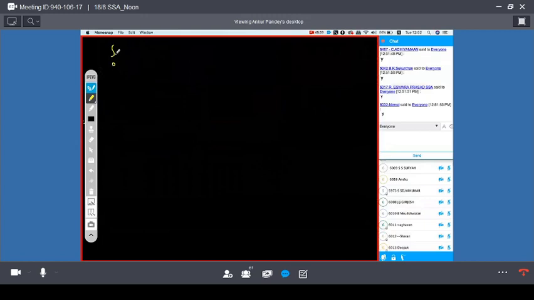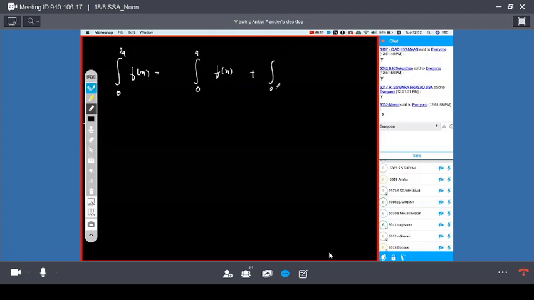So this property was based on 0 to A and A to B. Clear? So now comes the last 3 lines, very important here. Please understand. Very important. Integration of 0 to 2a of f of x can also be written as integration of 0 to a f of x plus integration of 0 to a f of 2a minus x. Got it?